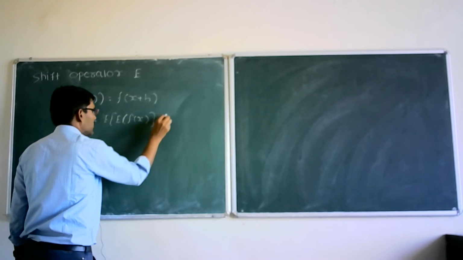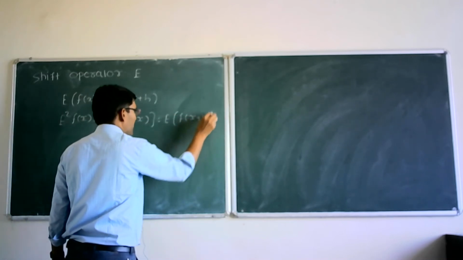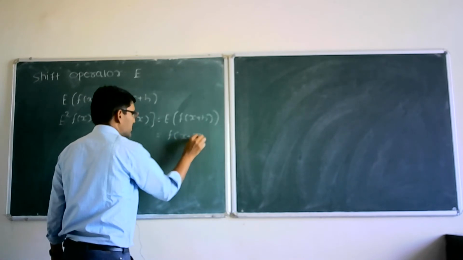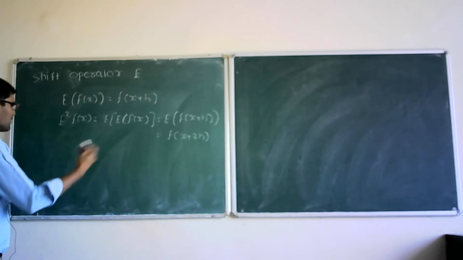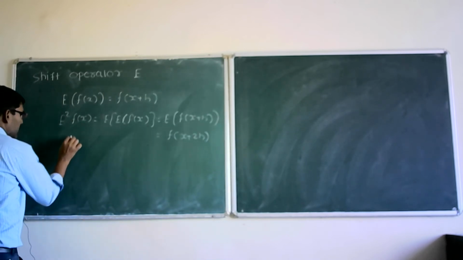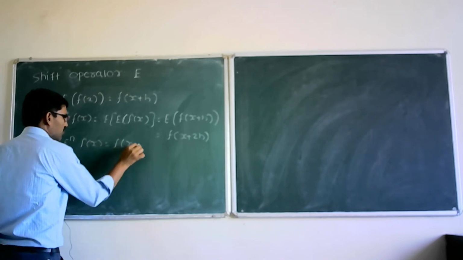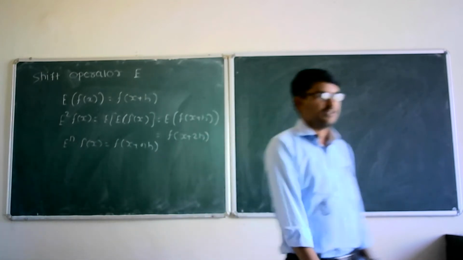So it is equal to E of f of x plus h, and if we apply E again, you will get f of x plus twice h. F of x is displaced by h. Similarly, E raised to n f of x is equal to f of x plus nh. Okay, so this is called a shift operator.